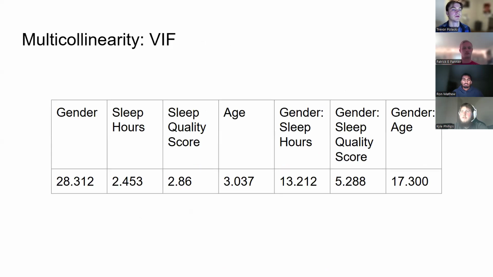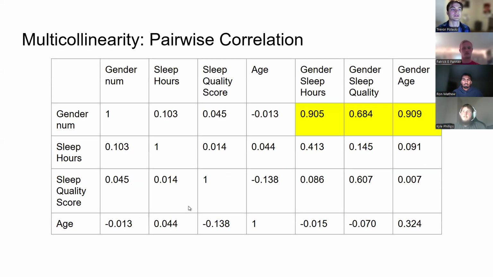Final thing we looked at was multicollinearity. We looked at the VIF scores, and this is where we begin to see a problem with gender, and then gender sleep hours, gender sleep quality score, and gender age. Those all had very high VIF values, all up to 28, which is very high. However, it's not as much of an issue once we see why this is happening.